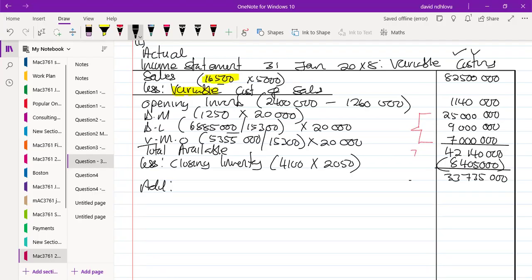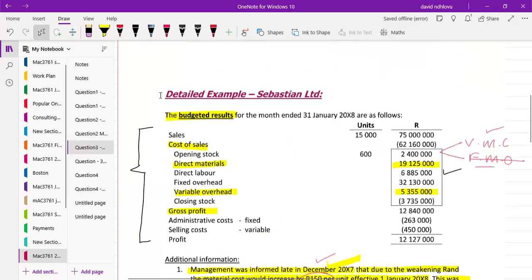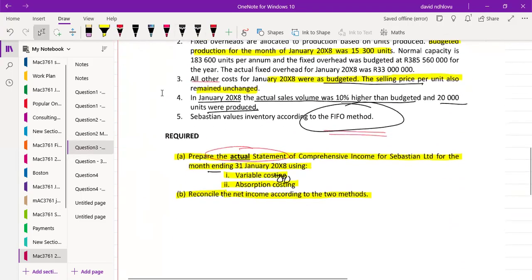Any questions, good people, up to where we are? Right, then we look for any other variable cost that may be there. So if we check here, we can see that we have variable selling costs. The figure is for, hello. Hello, yes, sir.